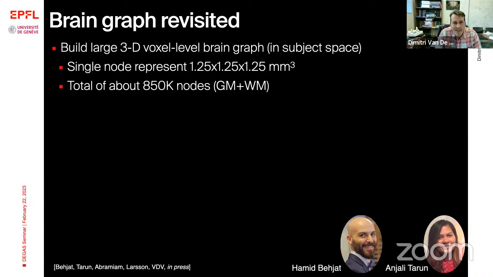But instead, we want to really revisit the brain graph and consider as nodes of the brain graph each and every voxel, both in the gray matter and the white matter. And that brings the number of nodes to consider from about 1,000 to close to 1 million. And this is, of course, a significant challenge. So the first thing is, how are we going to build that brain graph, and why is it worth it?